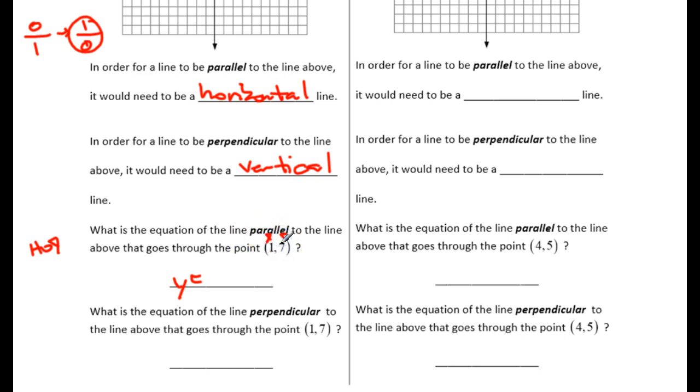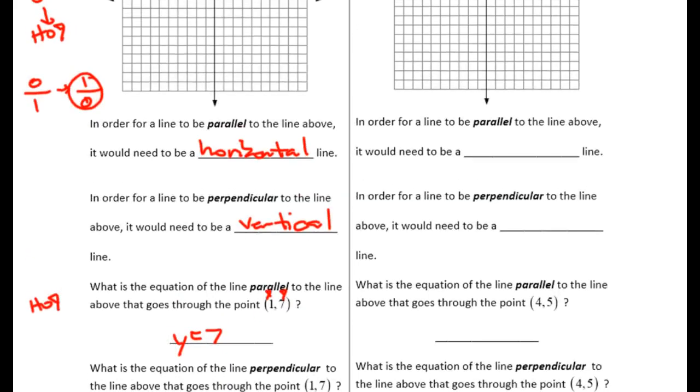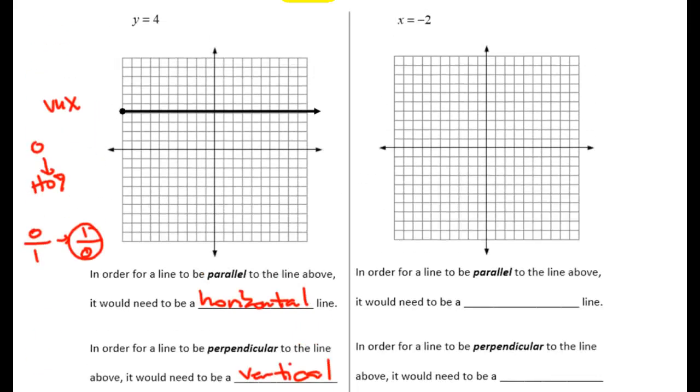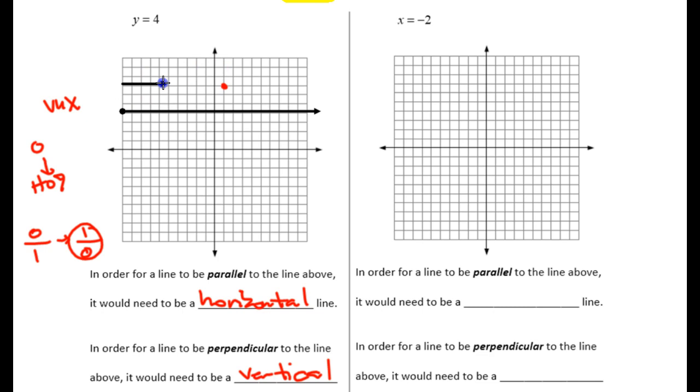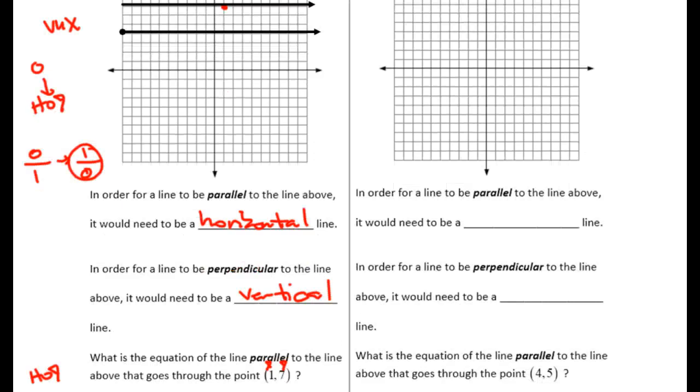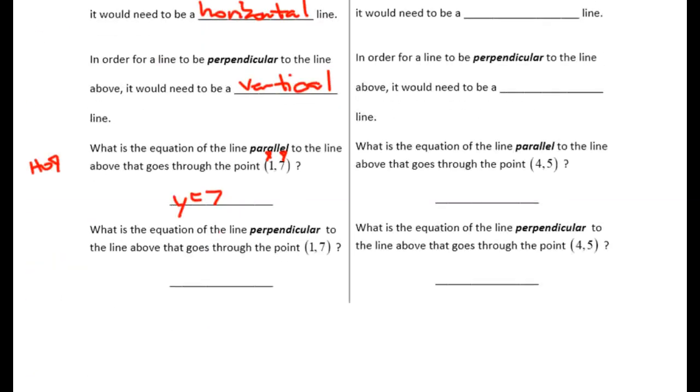Well, look here. Remember my points? The first number is the x. The second number is y. This says y equals. And what does y equal here? y equals 7. Okay? And just to prove that, if I come back up here, the point is (1, 7). So we want it to go through this point. If I draw a line horizontal to the original through that point, it's y equals 1, 2, 3, 4, 5, 6, 7. Okay? You can just use your shortcut there.